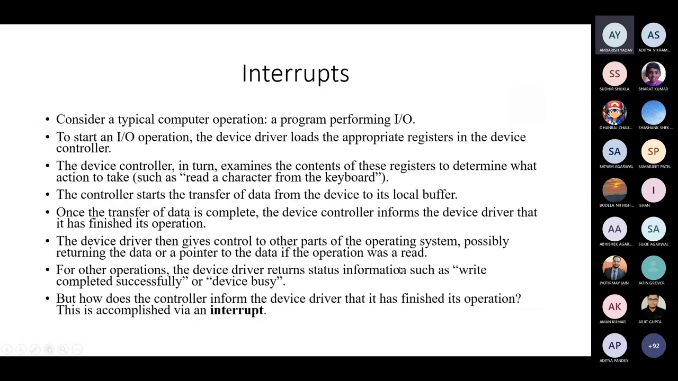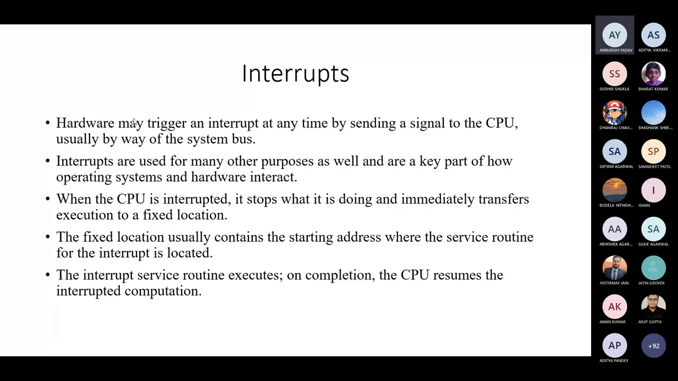So we have two types of interrupts. One is hardware interrupts and the other is software interrupts. Hardware may trigger an interrupt at any time by sending a signal to the CPU, usually by way of the system bus. When I'm typing something on the keyboard, that is a hardware interrupt. Every time the device controller scans or reads what I'm trying to do, it will send a signal to the CPU: see, that user is trying to do something with the device, pay attention. That interrupt is a signal sent by the device controller to the processor via the system bus.